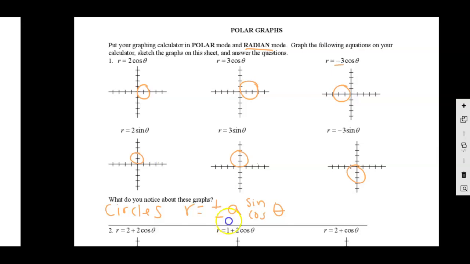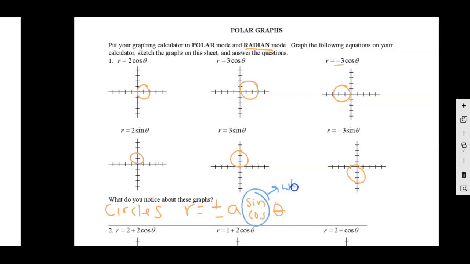And that a, you got to be careful. That a is not the radius. That a is actually kind of how far it extends in that direction. So it's really the diameter of your circle. But all of those are circles. Some of them are on the x-axis, some of them are on the y-axis. Again, kind of the key things to remember.